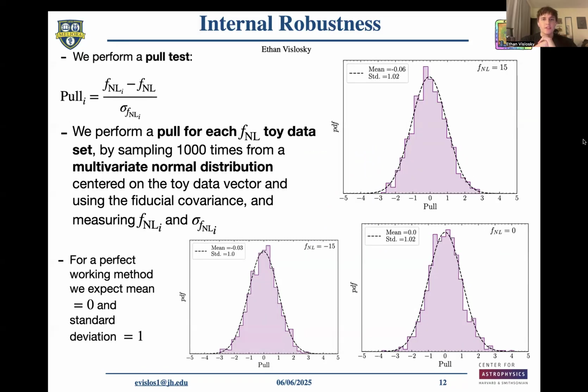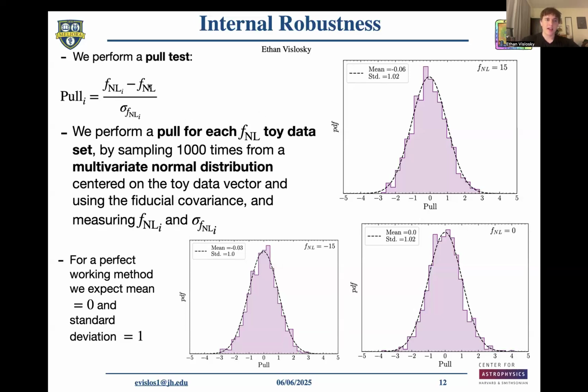Here we test the internal robustness of our model. We do this by performing a pull test. This is calculated with this equation here, where we perform a pull for each FNL toy dataset by sampling 1,000 times from a multivariate normal distribution centered on the toy data vector and using the fiducial covariance. And then we measure FNL and sigma FNL for each of those 1,000 realizations.